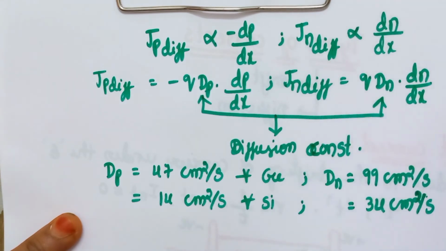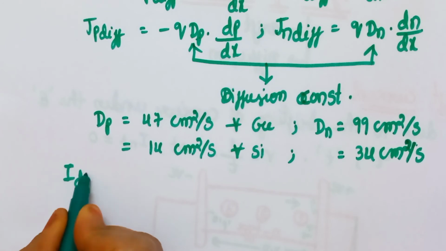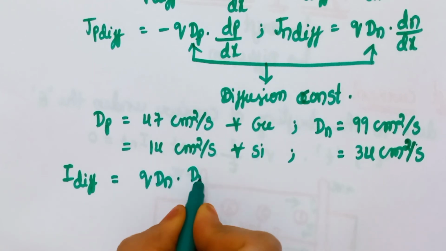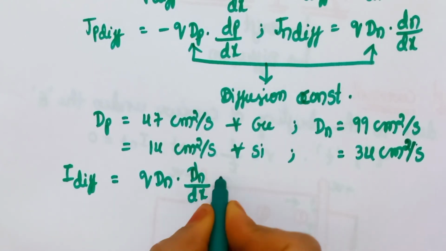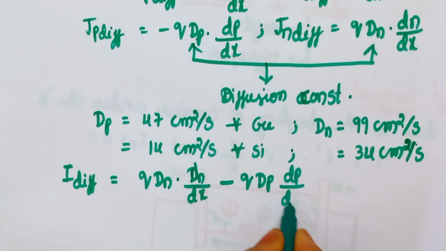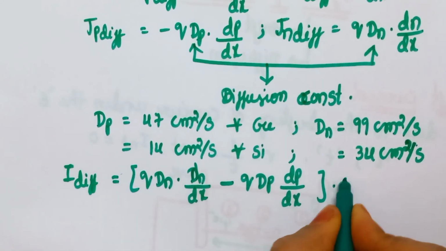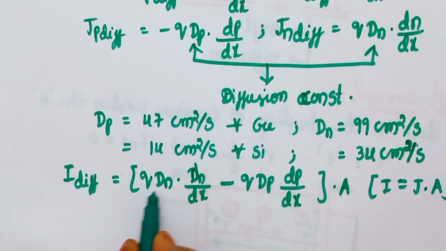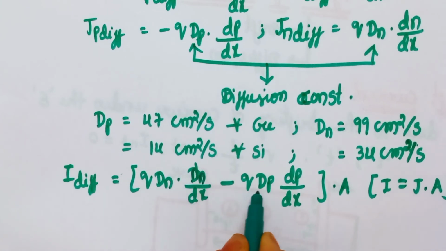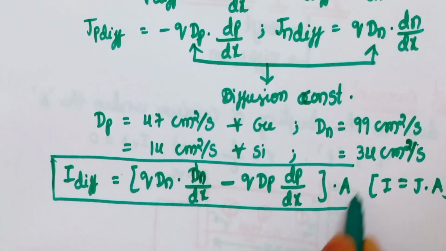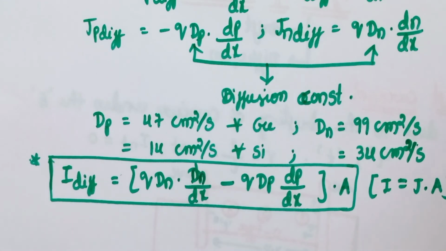Hence, we can write the expression for diffusion current I diffusion, and since I is equal to J into A, it is q D_n into dn by dx minus q D_p into dp by dx, all multiplied by A. This is a very important expression for finding the diffusion current, and these expressions are very important in solving problems as well as in objective type questions.